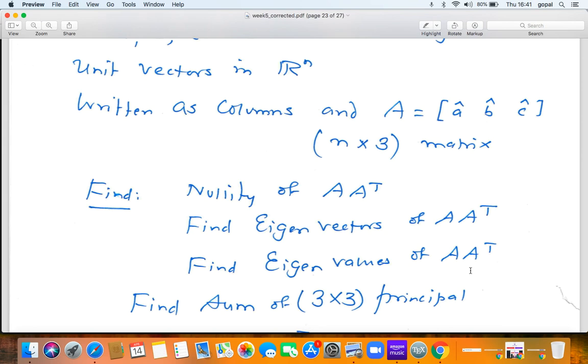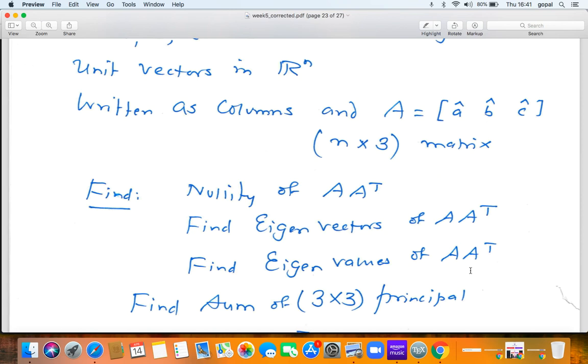And then you see what you get. You're going to get 100. Then A applied to 100 will pick up the first column of A, which is little a cap. So AA transpose applied to little a cap is again little a cap. So little a cap is an eigenvector of AA transpose with eigenvalue 1.